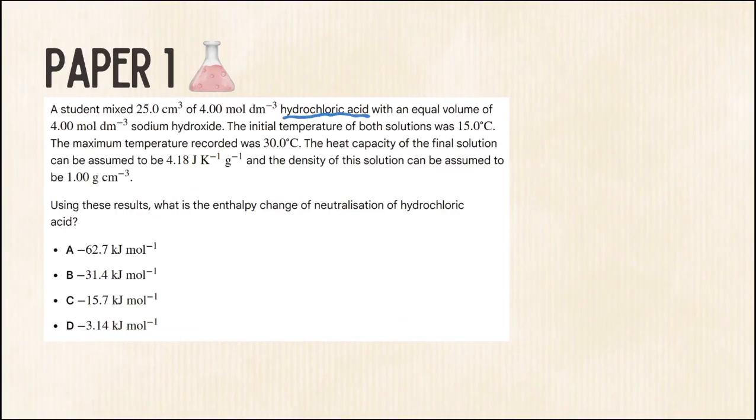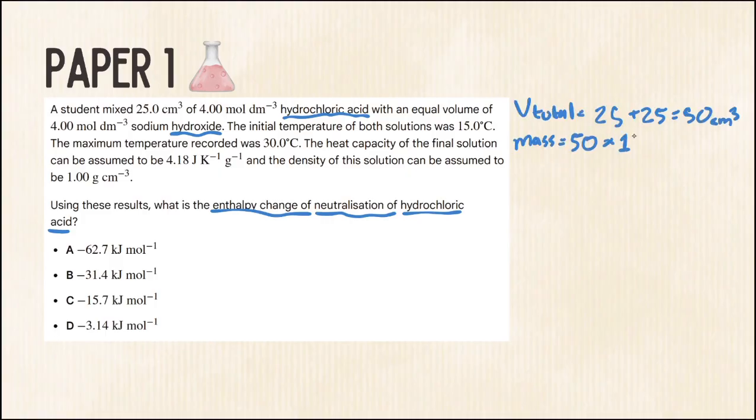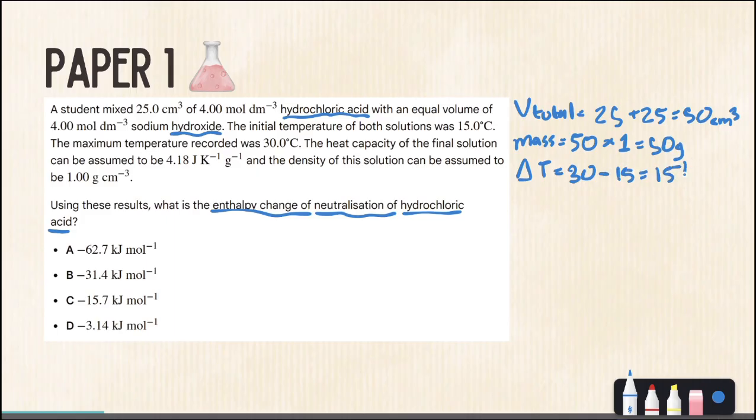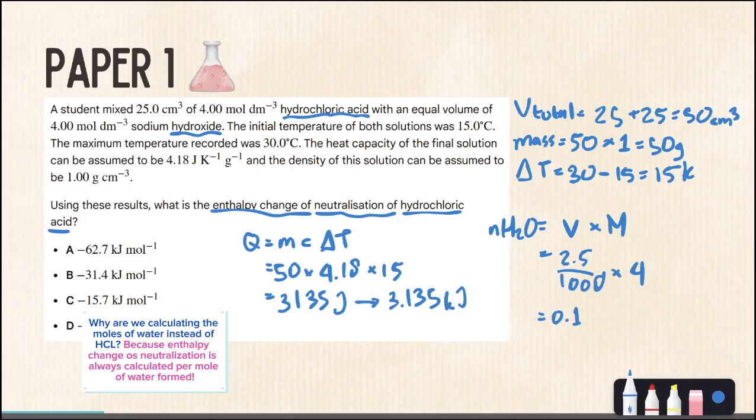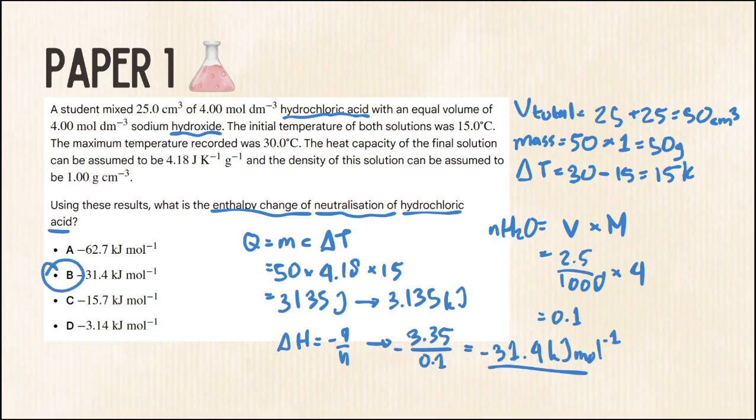The next question asks: what is the enthalpy change of neutralization of hydrochloric acid? Here, we know that the total volume is 50 milliliters, the mass is 50 grams, and the temperature change is 15 Kelvin. We plug these values into the formula Q = mcΔT, and after substituting all the values, we get a result of 3,135 joules, which we convert to kilojoules to get 3.135 kilojoules. Next, we find the number of moles of water, which is 0.1 mole. In the final step, we divide to get the negative heat energy per mole of water and obtain the final answer, which is minus 31.4 kJ mol⁻¹.